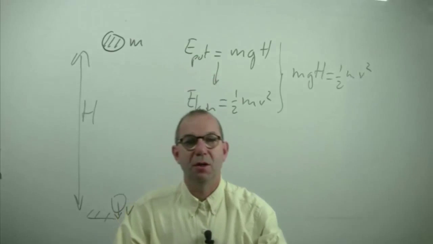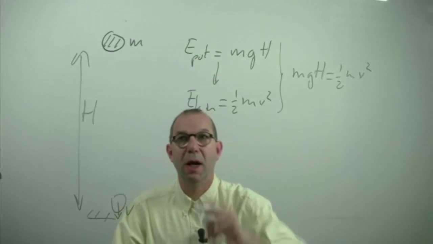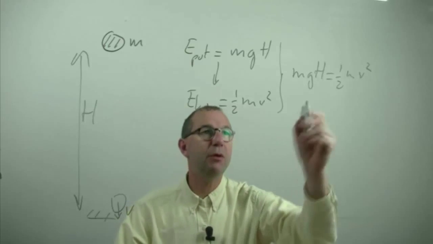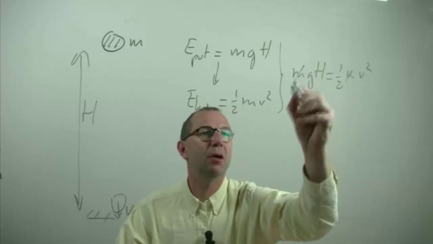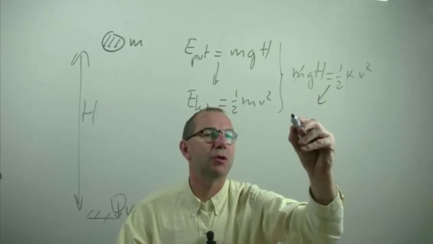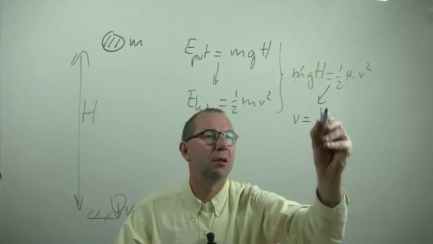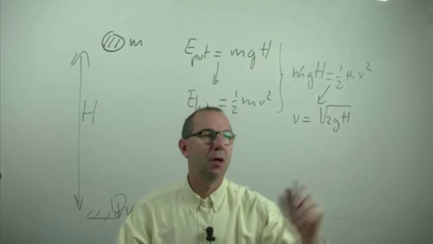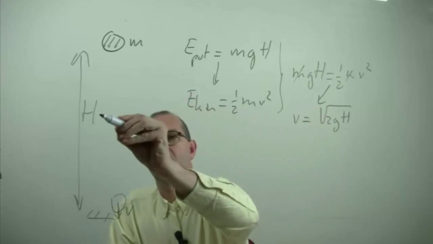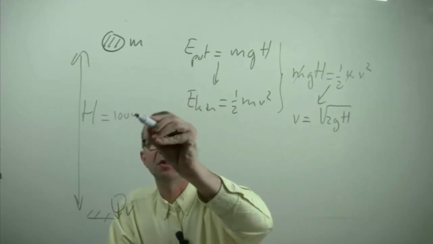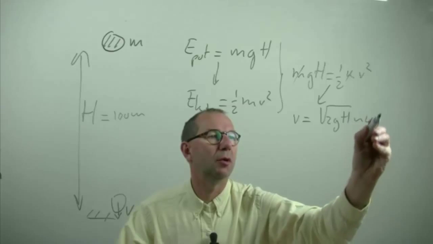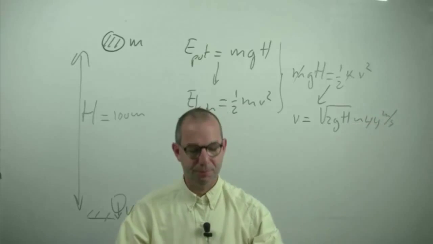This is obviously a simplification, as we ignore any frictional effects when our mass comes down. But if we do so, we see that we can scratch out the mass, and then we can solve easily for the velocity. V will be the square root of 2g times the height, which if you take, for instance, 100 meters, will give you about 44 meters a second.